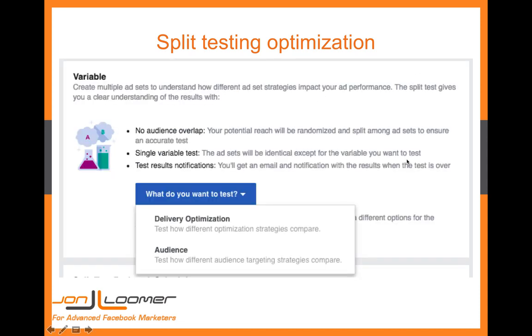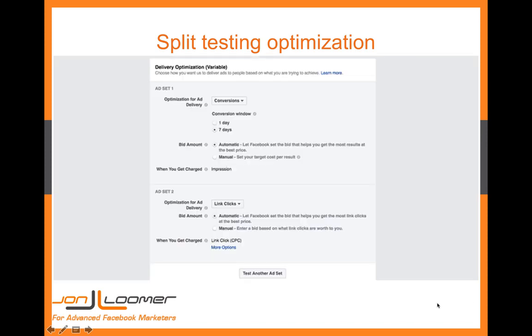So as you can see, the options are delivery optimization, audience. I think now there's an option for placement too. But like I said, there's no audience overlap. You test a single variable. In this case, we're talking about optimization. And then you can have notifications sent to you as well regarding your results.